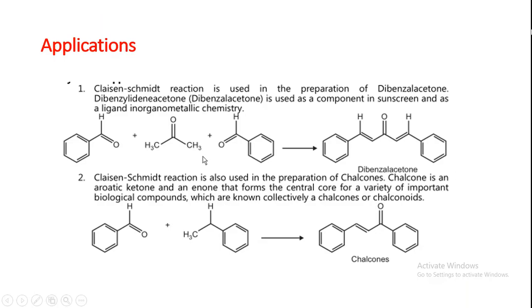Okay. So next, Claisen-Schmidt reaction is also used in the preparation of chalcones. Chalcone is an aromatic ketone and an enone that forms the central core for a variety of important biological compounds which are known collectively as chalcones or chalconoids. So this is a very important compound, this chalcone. Okay, so this chalcone is prepared by the Claisen-Schmidt reaction.